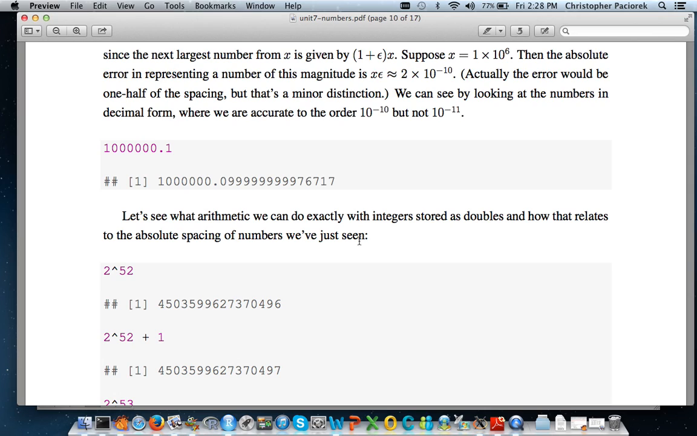This is 2 to the 53rd. That's 1 times 2 to the 53rd plus 1 times 2. So this is equal to 2 to the 53rd plus 2. Okay, so now I was supposed to be trying to see if I could get a plus 1 here, and I can't.